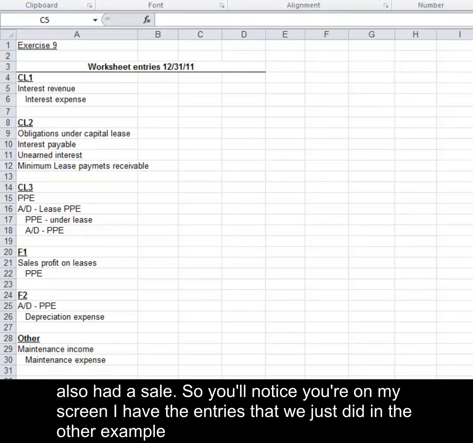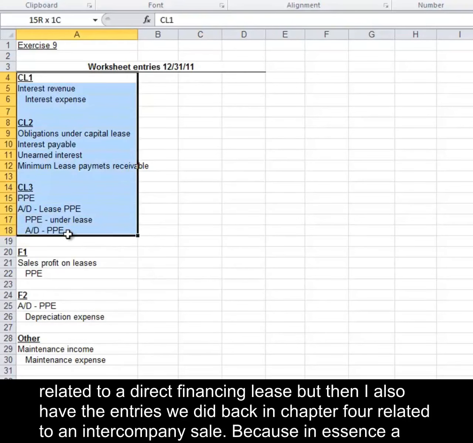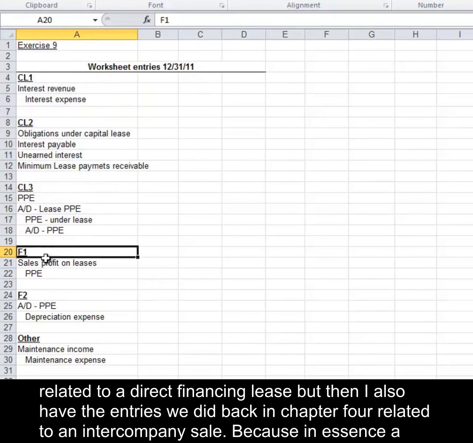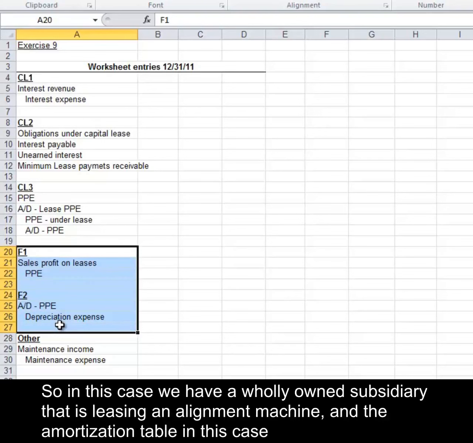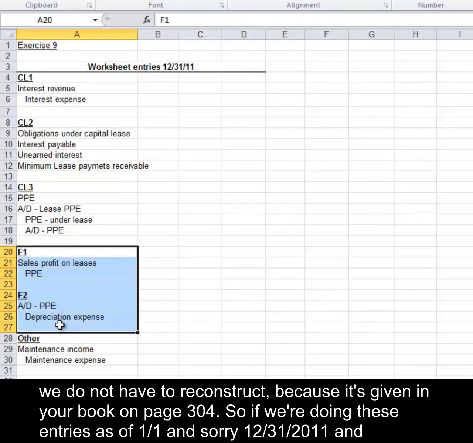So you'll notice here on my screen I have the entries that we just did in the other example related to a direct financing lease, but then I also have the entries we did back in Chapter 4 related to an intercompany sale, because in essence a sales type lease means both things are occurring, so we have to do worksheet entries for both. So in this case we have a wholly owned subsidiary that is leasing an alignment machine, and the amortization table in this case we do not have to reconstruct because it's given in your book on page 304.